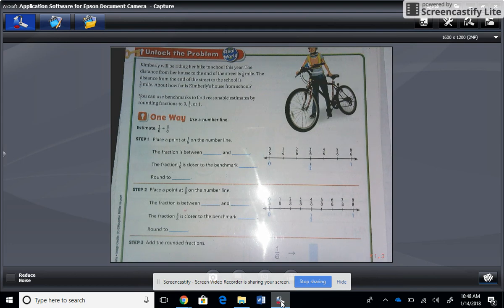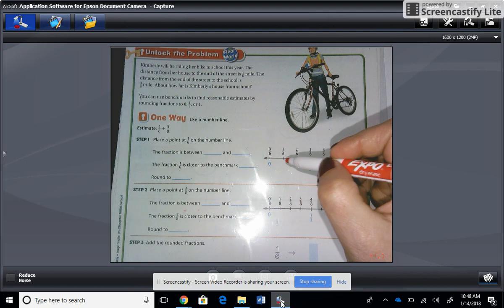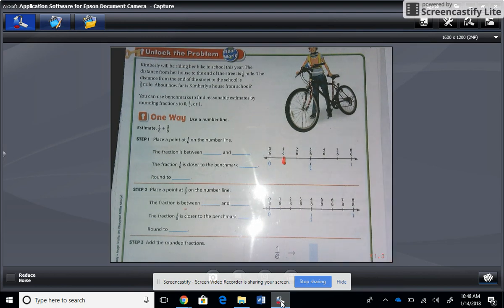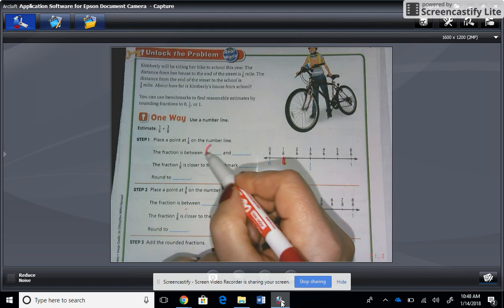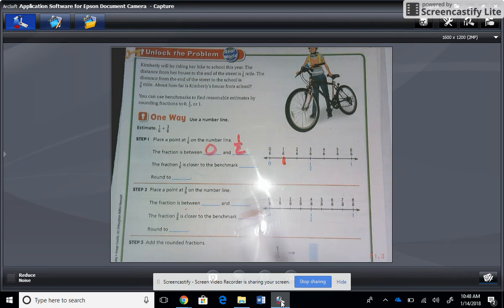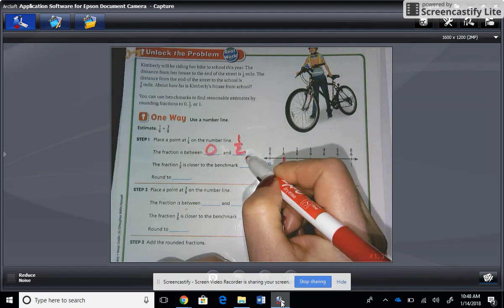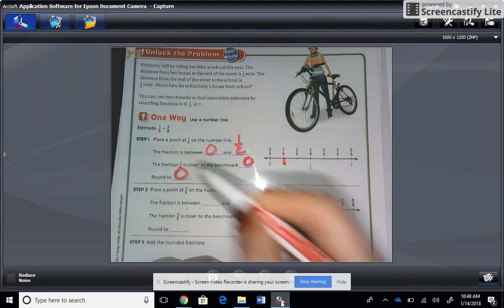So we're going to use the benchmarks, and remember those benchmarks are the easy numbers. We're going to use a number line, and we start from 0. Here are the benchmarks: 0, 1/2, or 1 whole. We're going to estimate 1/6. So we have a 6 here. What is the 6 between? It's between the 0 and 1/2. It's closer to what? The 0. So we're going to round it to a 0.